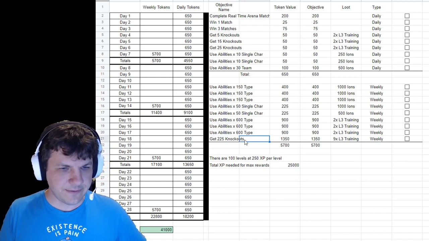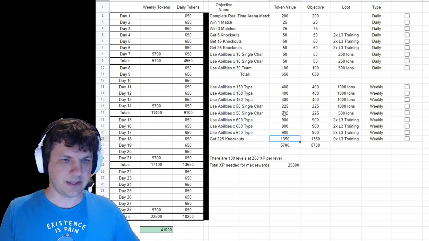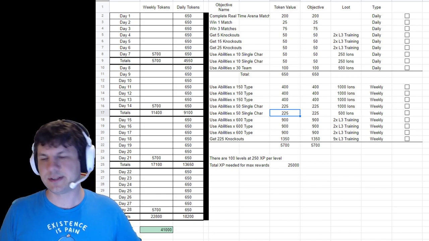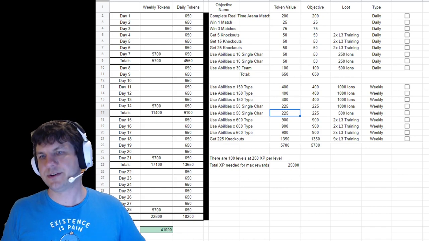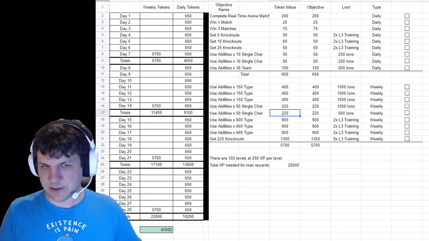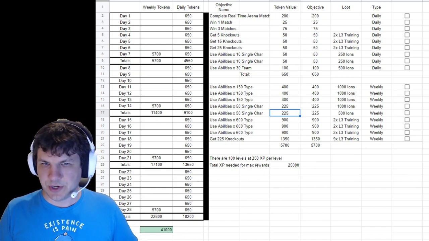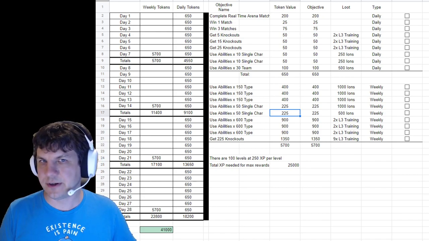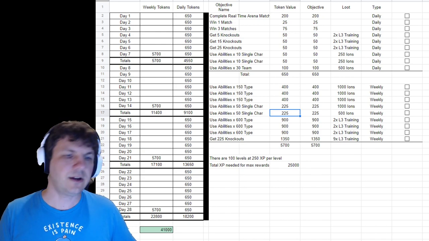And then you get 225 knockouts, which is worth 1,350, and then you get the 50 single character abilities, which I got this week were She-Hulk and Shatterstar. So I'll do the Shatterstar ones probably and maybe skip She-Hulk. We'll see. So I just wanted to show what the values of those are, which is 5,700 in total for the week if you do all of them, right?